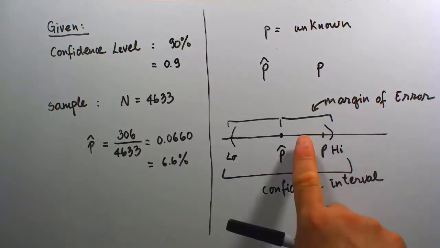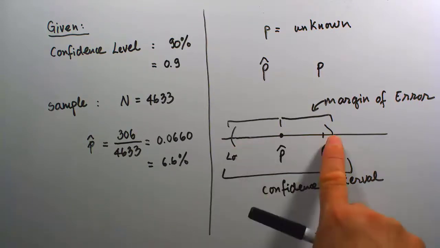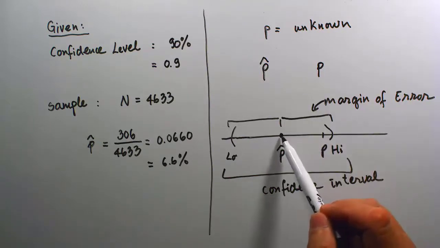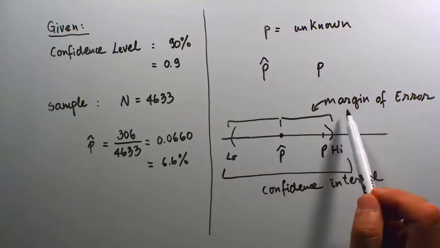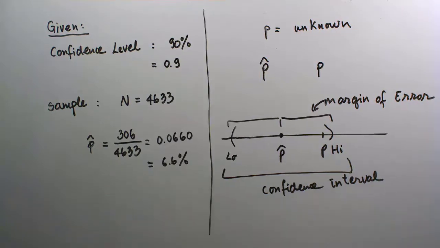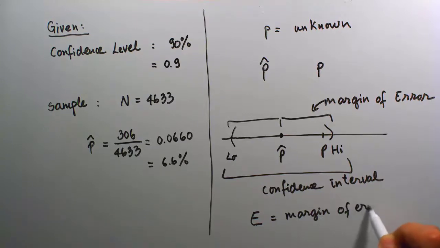But then what I was saying earlier is that intentionally treating p hat as the midpoint, in the middle of that interval from low to high, then that amount of distance from p hat to either end of our interval is called the margin of error. And then margin of error has a symbol, capital letter E. So capital letter E represents margin of error.